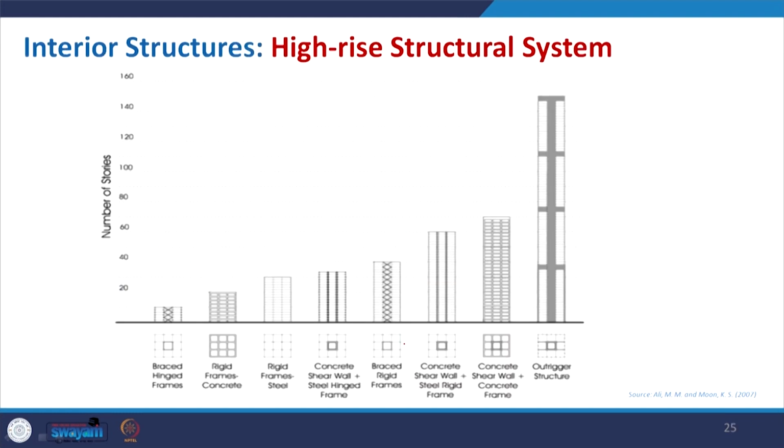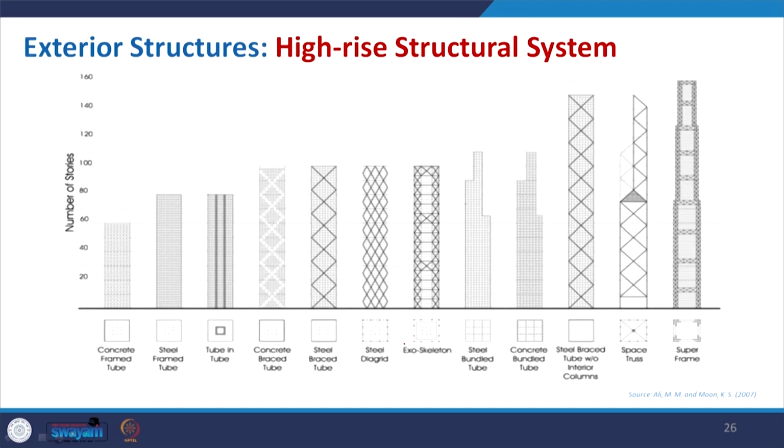Briefly, these are different types of interior structure, and these are your exterior structure. We will not go into detail in this part, because we will have separate discussions for interior structure and exterior structure. Again, with an exterior structure we are able to increase the height of the building. Whenever we think of a very tall building, 150 or 200 stories, we should go for an exterior structure, and whenever it is within the limit, we can go with the interior structure.